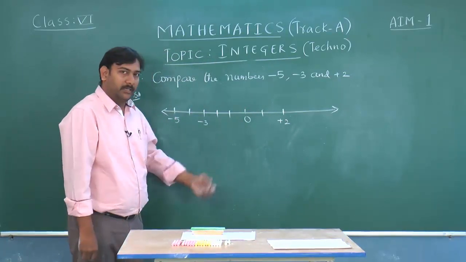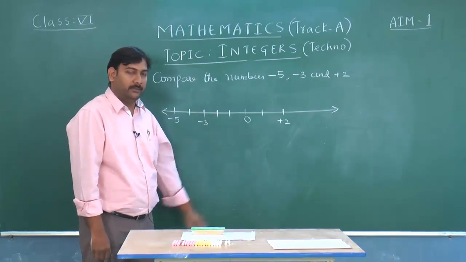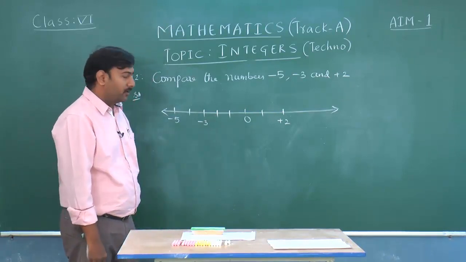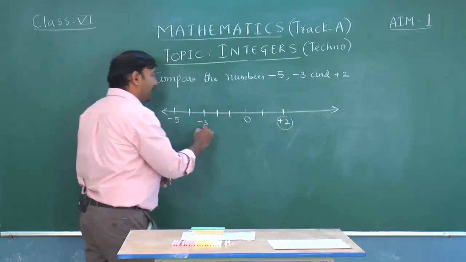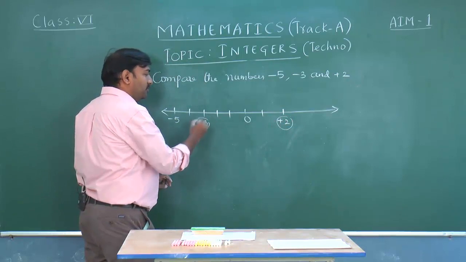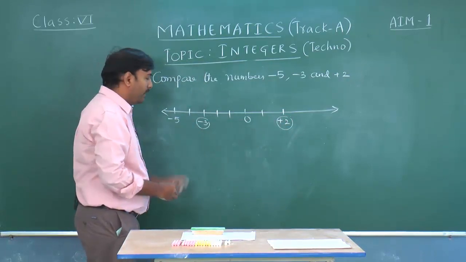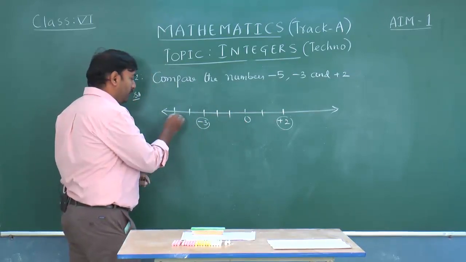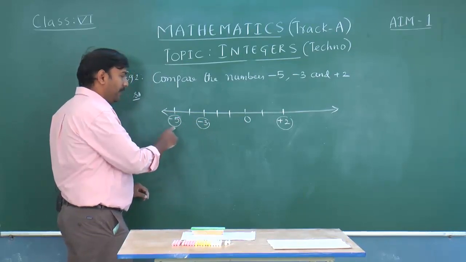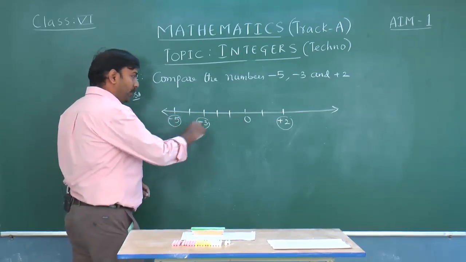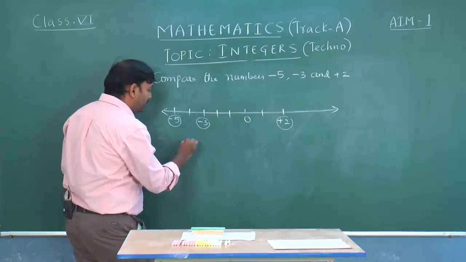After marking, let us compare which number is lying to the right side of the other number. Observing carefully, the number +2 is lying to the right side of -3, so obviously +2 is greater than -3. And -3 is lying to the right side of -5, so -3 is greater than -5. Comparing all three numbers, we can say +2 is the greatest number among them.